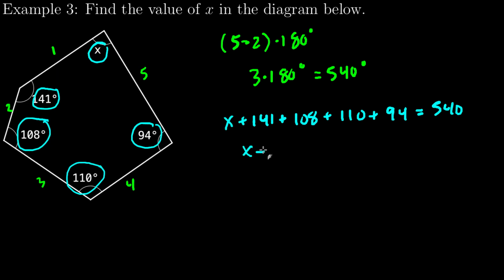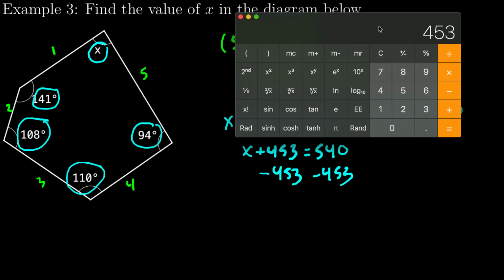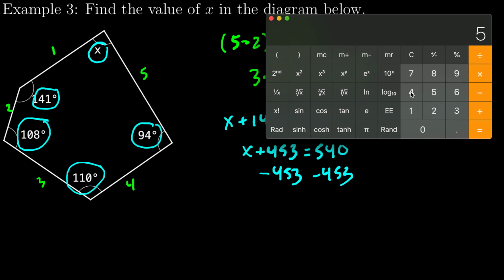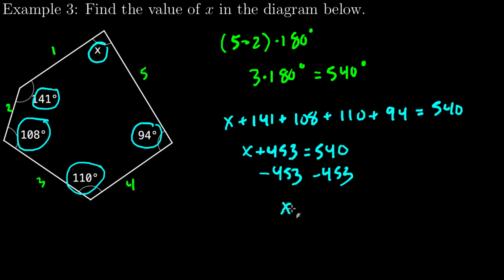So I have x plus 453 equals 540. And now subtract 453 from both sides. So I have 540 minus 453. And that will give me 87. So x is equal to 87. There's no degree marking on x, so I need to mark the degrees in my answer.